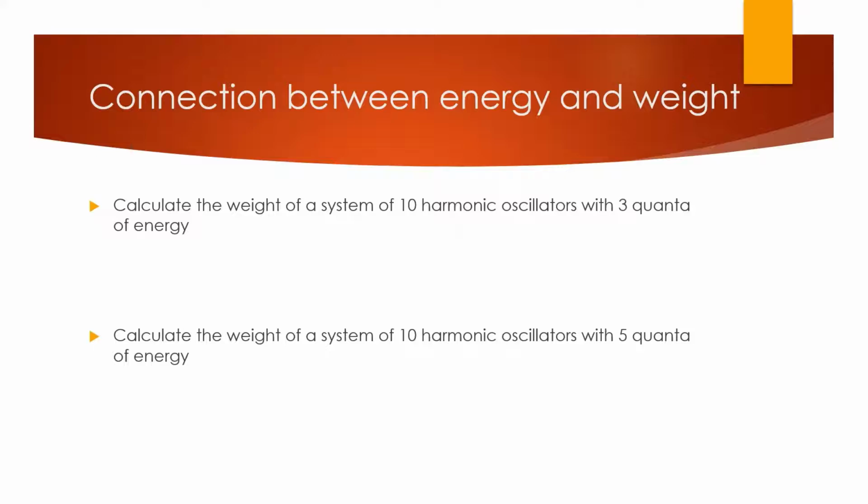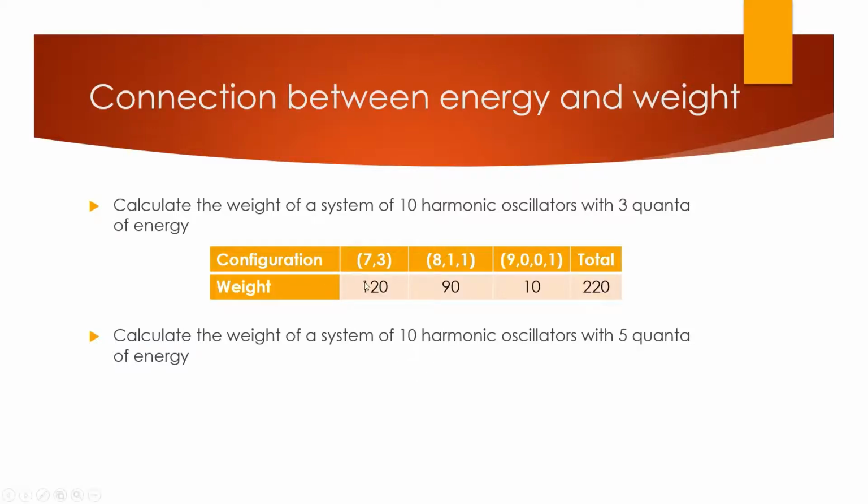After you've done this, you should obtain the following results. For the system with 10 harmonic oscillators and 3 quanta of energy, there are only 3 possible distributions, like we saw before. So we can have one where our 3 excited harmonic oscillators are all on the same level. So we have 7 in the ground state, 3 in the first excited state.